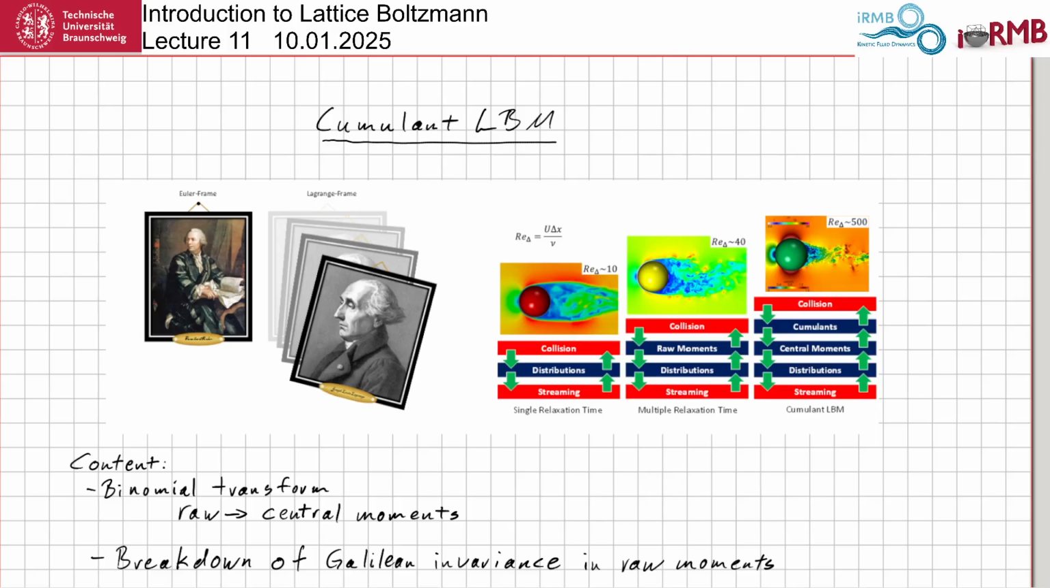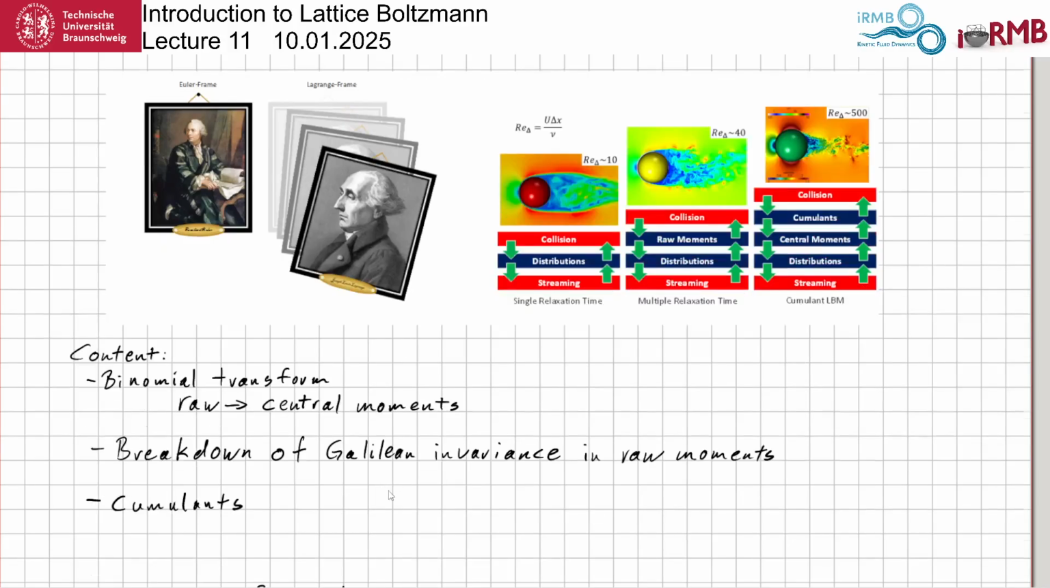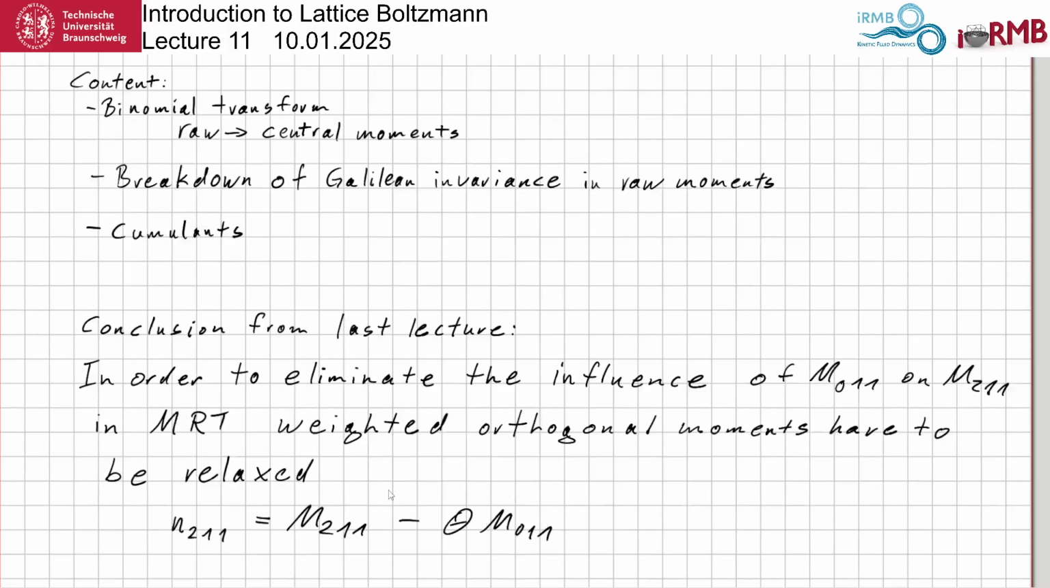So, today we'll learn about first central moments, then the problem of Galilean invariance, and finally we'll implement our Cumulant method. Okay, we have a lot of ground to cover today, so let us start with the conclusion from the last lecture, where we had seen the problem with MRT.